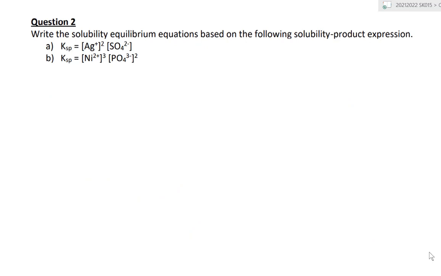For example question number 2, write the solubility equilibrium equations based on the following solubility product expressions. So in the question over here, it gives you the Ksp expressions and you need to write out a balanced equation. So for A, the Ksp equals the concentration of silver ion raised to power 2, which indicates that there are 2 Ag plus ions. And you have a power 1 for the sulfate ion, which means you only have 1 SO4 2 minus aqueous ion. So in this equation, it will be in equilibrium with the ionic compound Ag2SO4 solid.